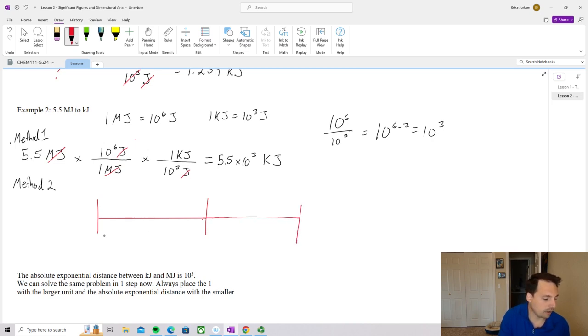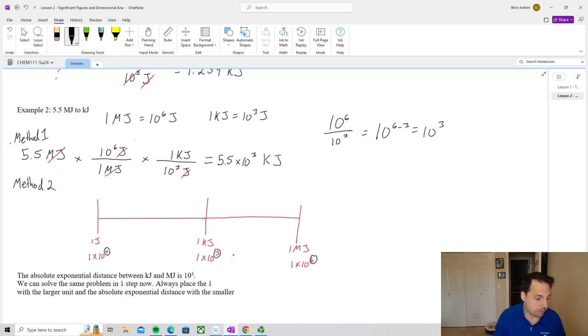And on one end here, we're going to have 1 joule, and then 1 kilojoule, and then 1 megajoule. 1 joule is the same as 1 times 10 to the 0. 1 kilojoule is the same as 1 times 10 to the third. And 1 mega is 1 times 10 to the sixth. And then if we look at the exponents here, we have 0, 3, and 6.